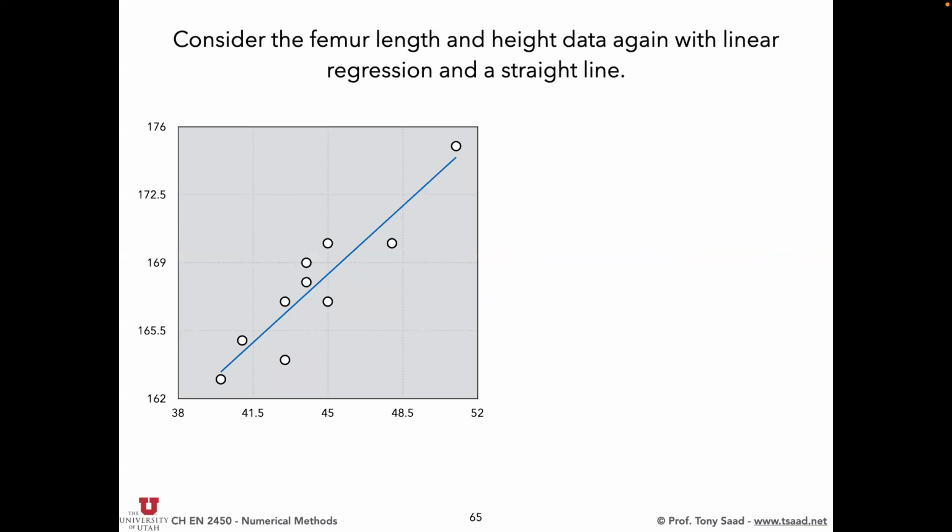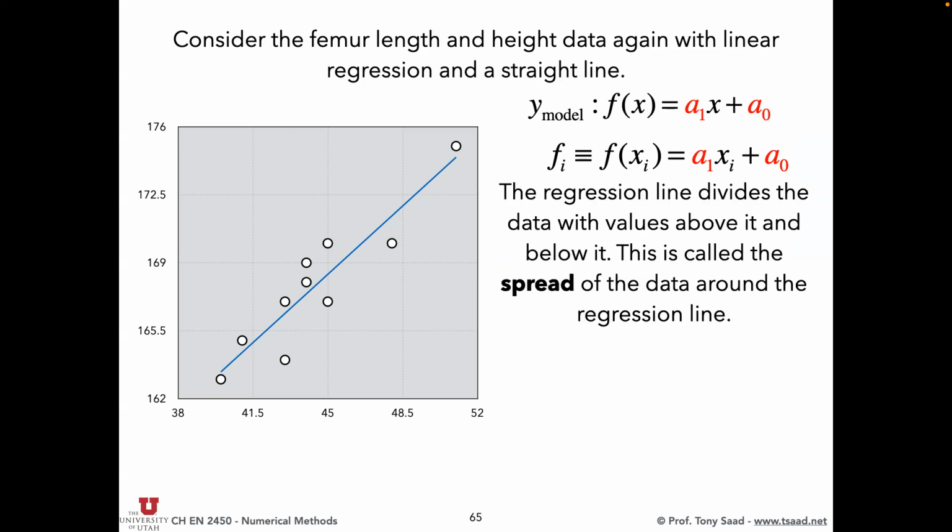So we're going to consider the femur length and height data again with a linear regression to a straight line, this blue line, okay? And recall that our model was a straight line, this A1x plus A0. And as you can tell, just visually, the regression line divides the data between values above it and values below it. This is called the spread of the data around the regression line. Previously, we had the spread of the data around the mean. So now you can kind of foretell where I'm headed.